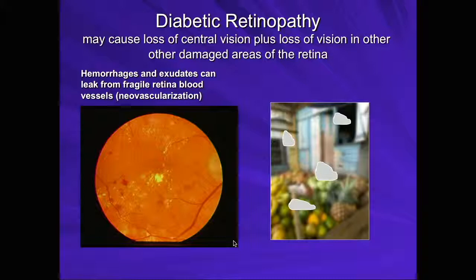Diabetic retinopathy can present with a variety of different symptoms. It's not just central, it's not just peripheral, depending on where the scarring is and what kind of surgery has been done. So it could be just spotty vision, could be just blurry vision.